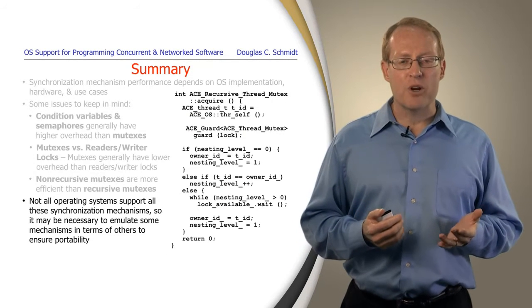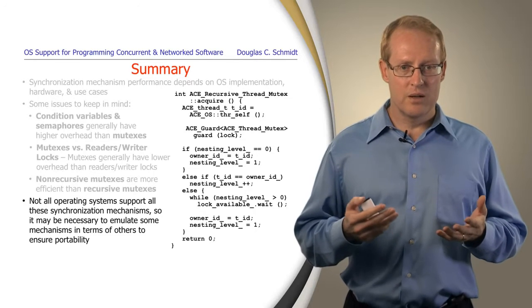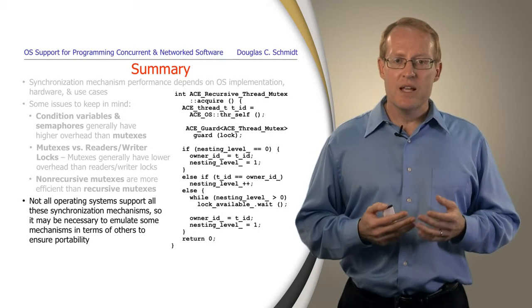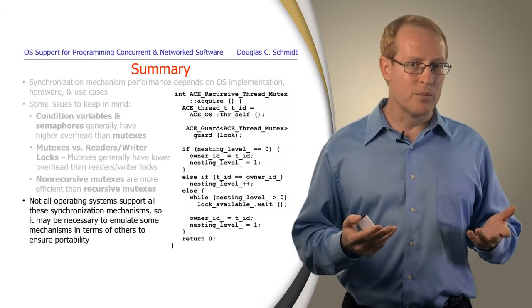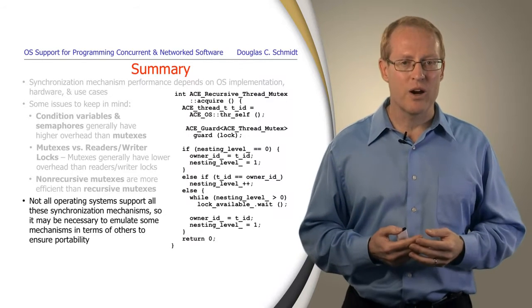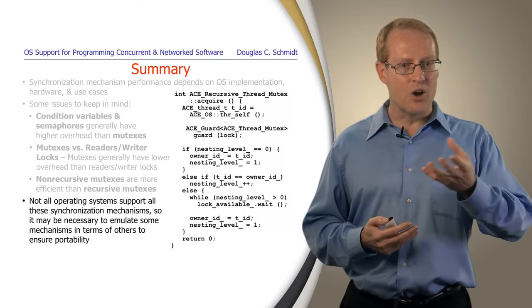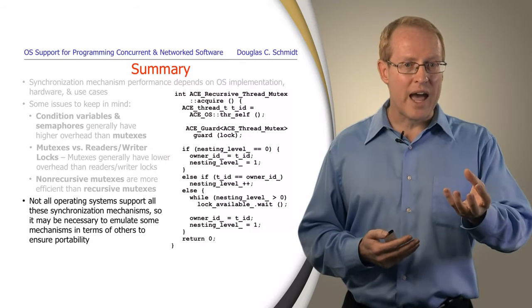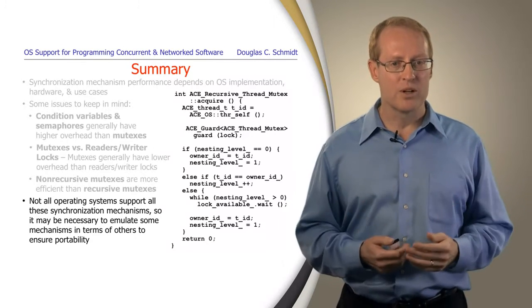So the key thing to remember here is that not all operating systems support all of these different synchronization mechanisms. So you may either have to limit yourself to the ones that are most commonly available. A mutex is pretty much available everywhere. Or you may end up doing some emulation in order to build on the mechanisms you do have in order to emulate the behavior of the other ones if you want to get that portability.